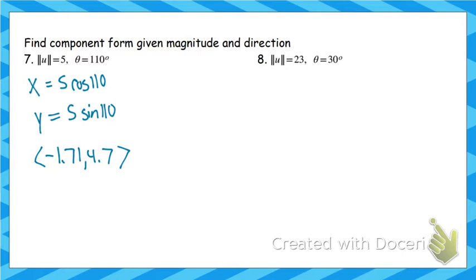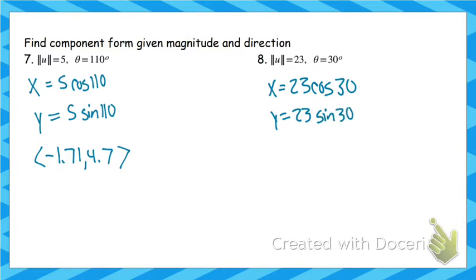All right, let's try our next one. Again, same formulas here. These ones will give you some square root numbers because 30 is a unit circle value. If you really want the practice, you also could do this one without the calculator. So 23 cosine 30 is the x. 23 sine 30 is the y.